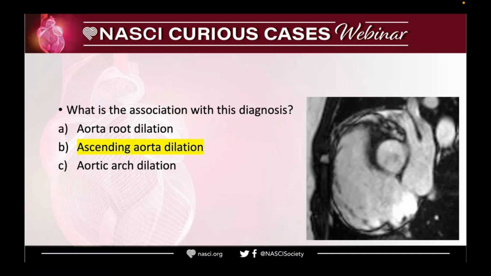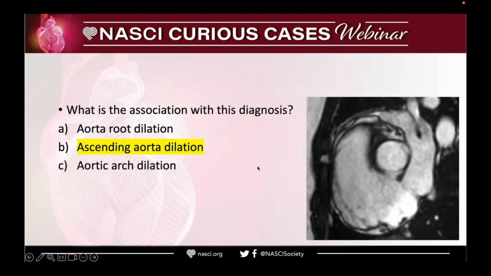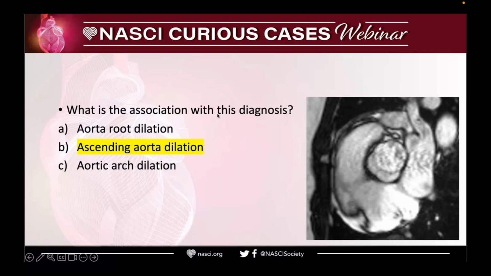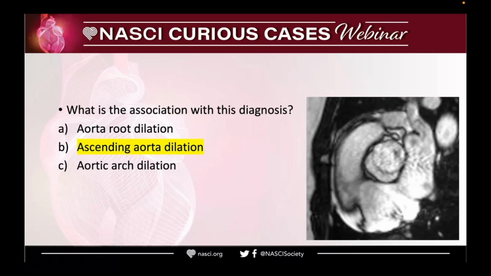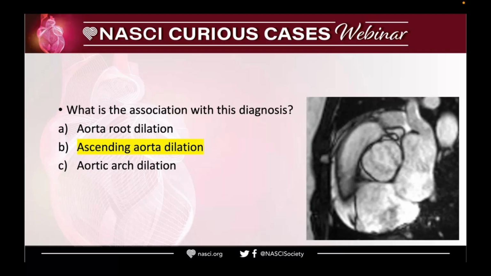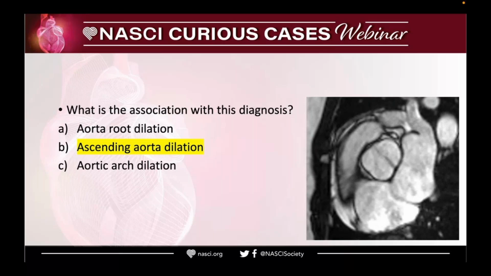And it is ascending aorta dilation. This condition is a bicuspid aortic valve, and usually it's associated with aortopathy, which is mainly involving the ascending aorta, not the aortic root. Aorta root dilation is associated with Marfan syndrome, but the ascending aorta dilation is more associated with bicuspid aortopathy.